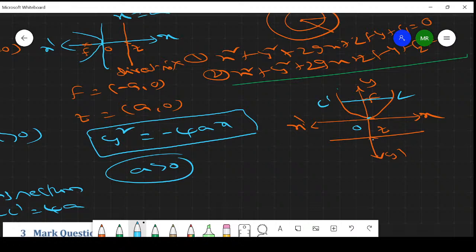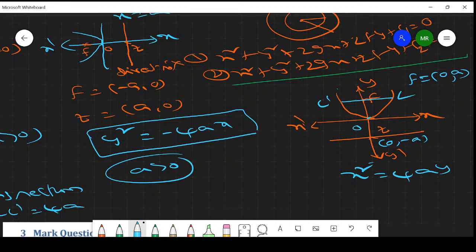What about the Z point? Z is (0, -a). The focus F is (0, a). The equation of the parabola is x square equal to 4ay.